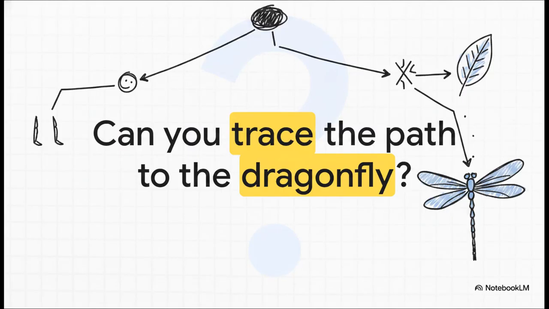Actually, try tracing it yourself right now. Let's look at the dragonfly. Start at the top. Does it have legs? Yes. Follow that branch down. Does it have more than 6 legs?